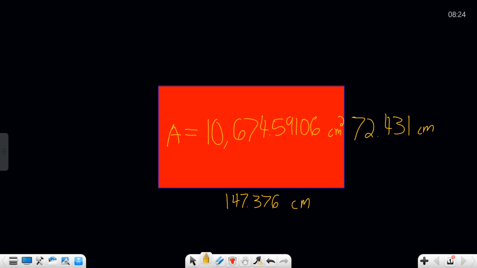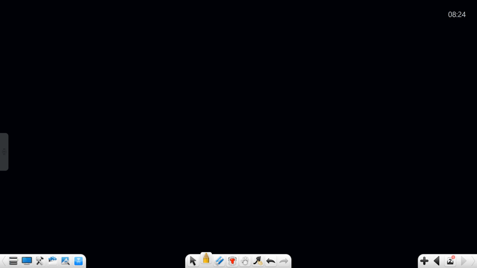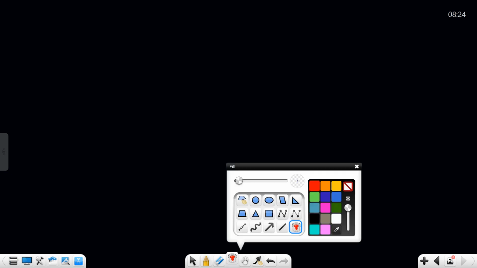So we got rectangles under control? Good, they're boring. Let's move on to something new. In the lower right-hand corner is a plus button. Okay, and then let's draw a new figure. How about a parallelogram?